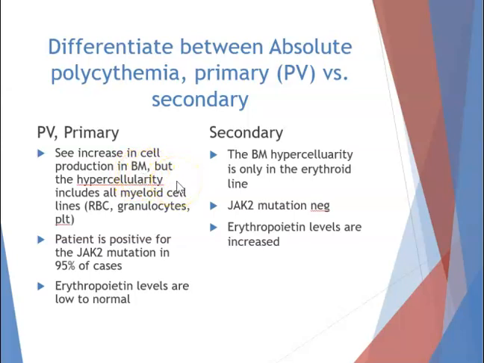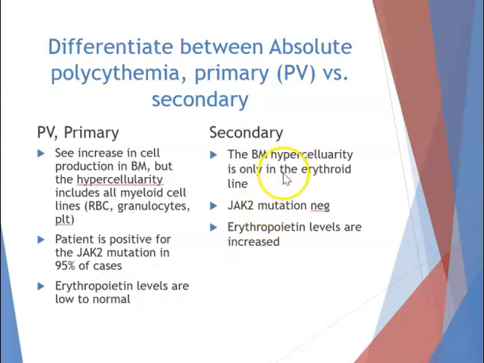They have a hypercellularity, which includes all cell lines. That includes the red blood cells, the granulocytes, which are our white blood cells, and our platelets. So all the cells in the myeloid line that come from the bone marrow. And these patients are positive for that JAK2 mutation in most cases, about 95% of cases. And the erythropoietin levels are usually low to normal in primary.